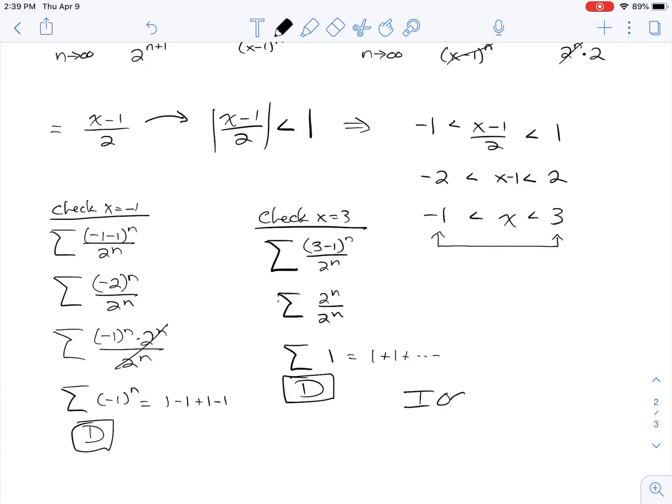Our interval of convergence here is negative 1 to 3, not including either endpoint.